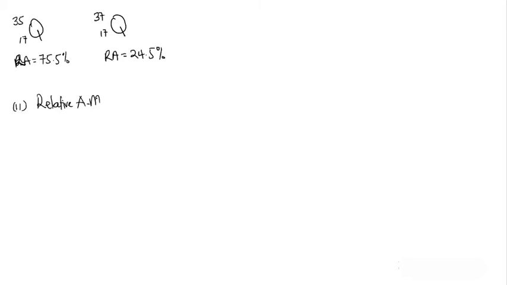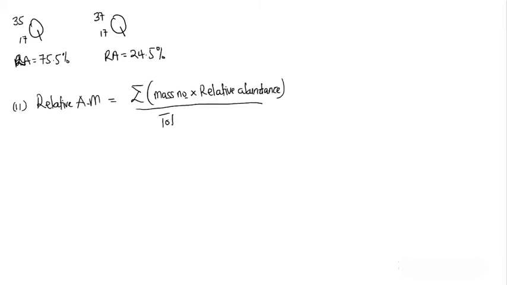Let me use A and M to represent atomic mass. The relative atomic mass is equal to the summation of the mass number multiplied by the relative abundance, all over the total abundance. This is the formula that we use to calculate the relative atomic mass when we are given questions like this.